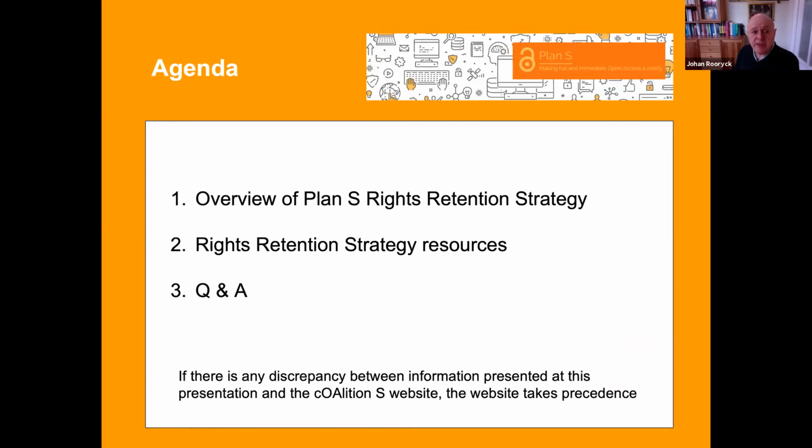So the agenda is basically this. We are going to give an overview of the rights retention strategy. We're also going to talk a little bit about the resources that we put at the disposal of people who want to talk about it in their organizations. And then there will be room for question and answer. Also, as a disclaimer, if there's any discrepancy between information presented here and on the Coalition S website, then the website takes precedence. You never know what kind of mistakes we may make during this presentation in the heat of the moment.